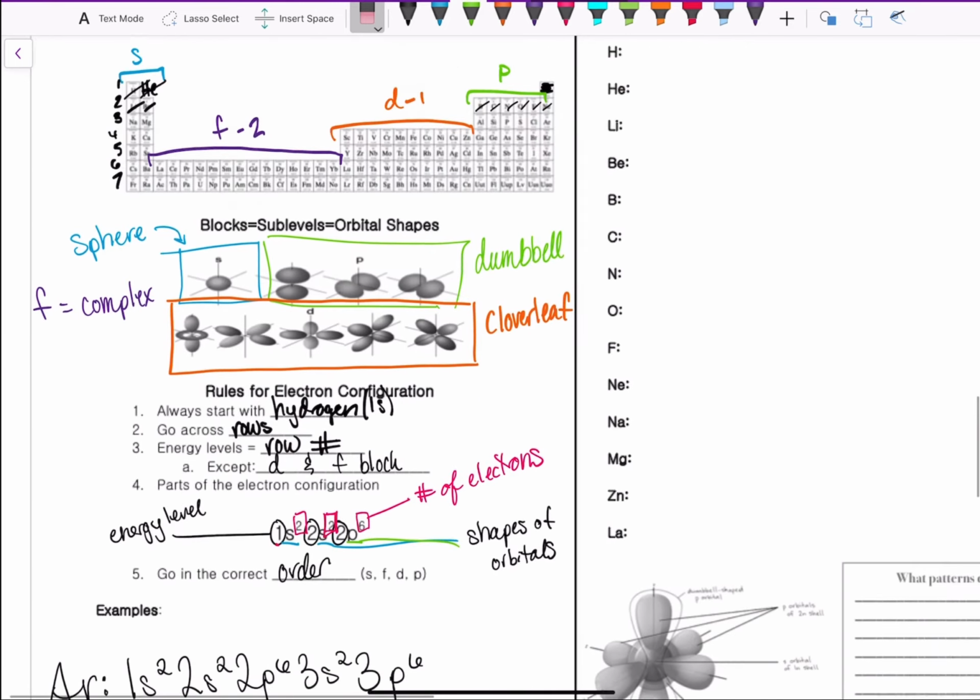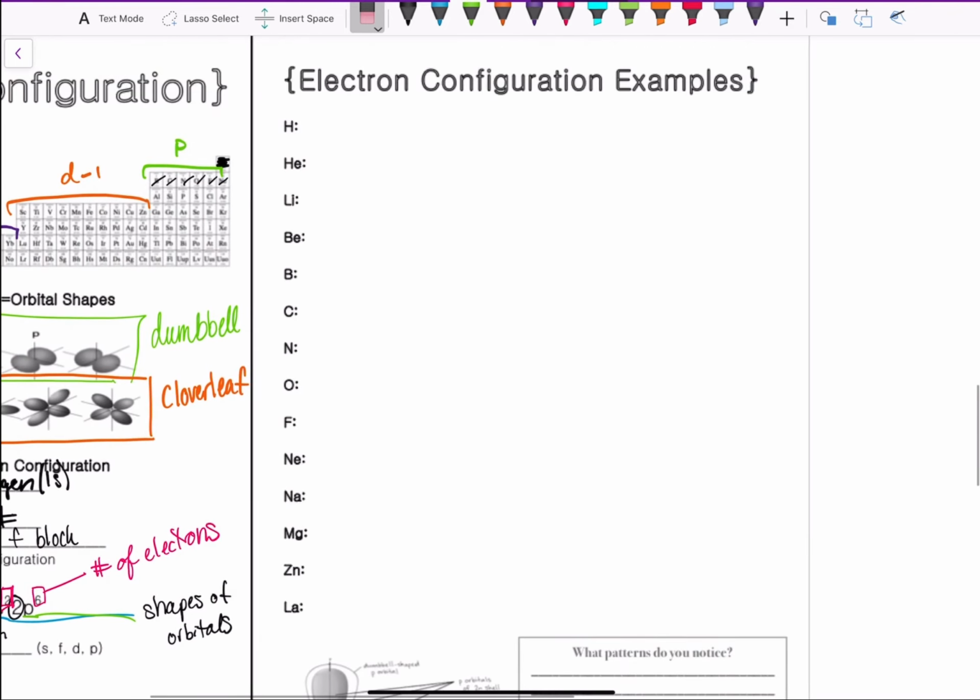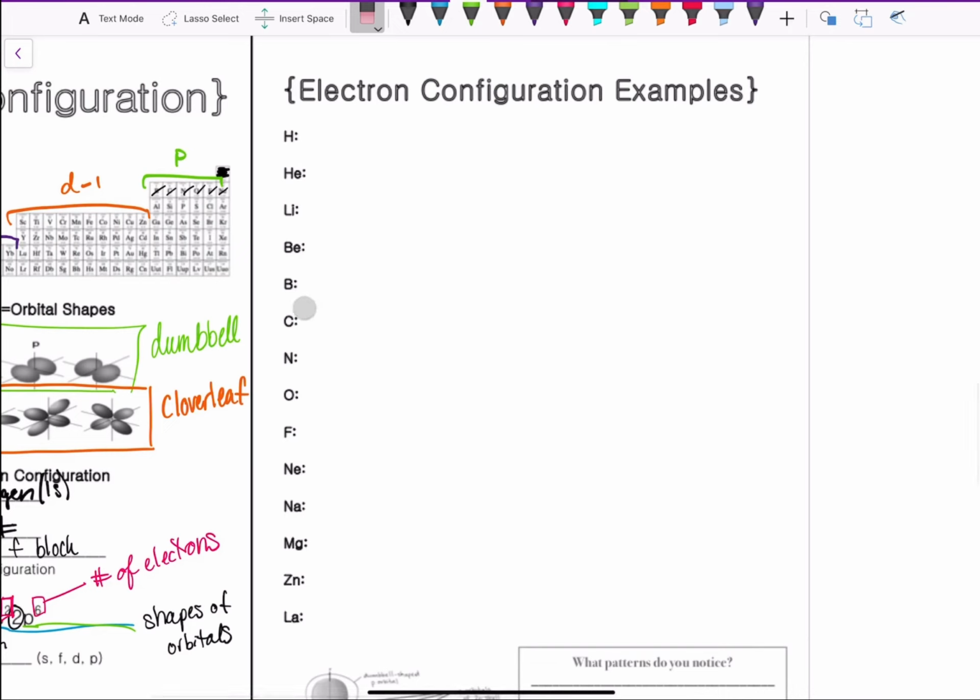All right, let's do some more practice. So let's do some examples. You have quite a few here. Go through all of them. It's really good practice. So start with hydrogen, helium, lithium, beryllium, all the way down. After neon, we've got sodium, magnesium, and then we skip, so this one doesn't go in order. So if you're doing a pattern, notice after there it stops.